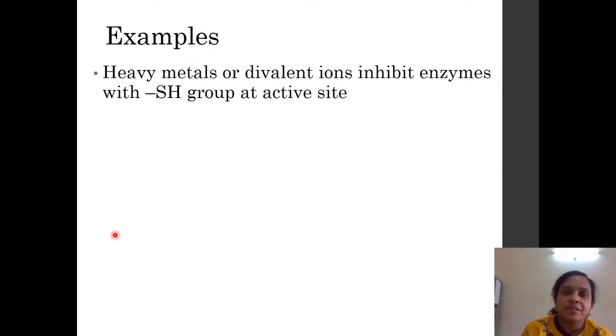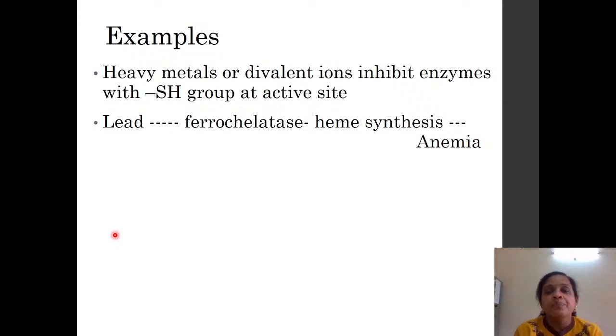Now, what are the examples of that? Heavy metals or divalent ions inhibit the enzymes with an SH group at the active site. Usually, lead will be interacting. Now, if SH is present at the active site, these divalent ions inhibit the enzymes. If the active site has SH, it means sulfhydryl groups are present at the active site. So, usually a sulfhydryl group at the active site means that cysteine should be present in the active site.